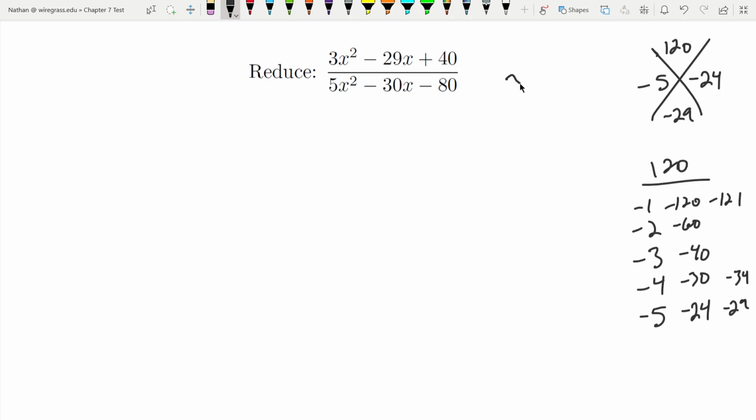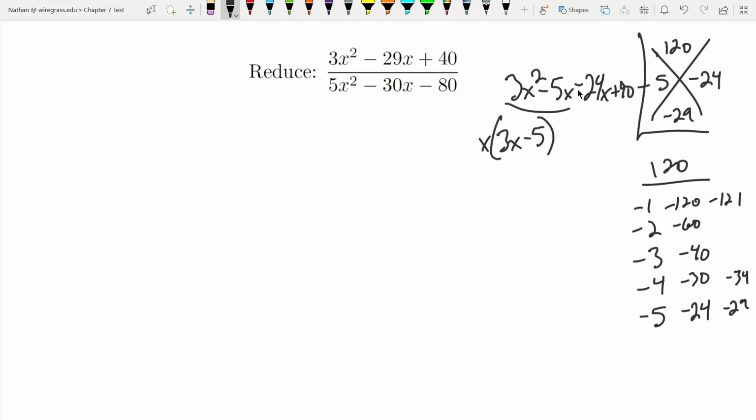So I can do the full AC method now. 3x squared minus 5x minus 24x plus 40. And I'm going to take out x from the first two terms, leaving 3x minus 5. And for the next two terms I'm going to take out a negative. And 24 and 40, what can I take out of there? 6, no. 4. It's going to leave me with 6 here and a 10 here.